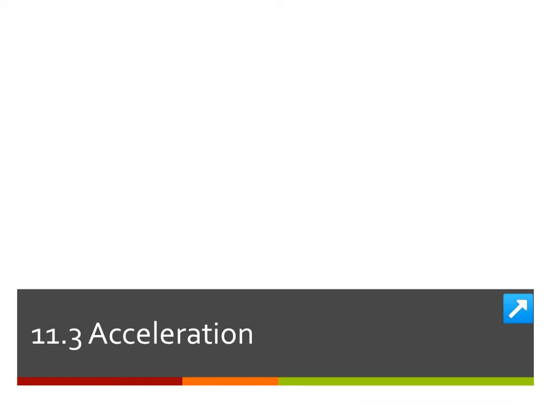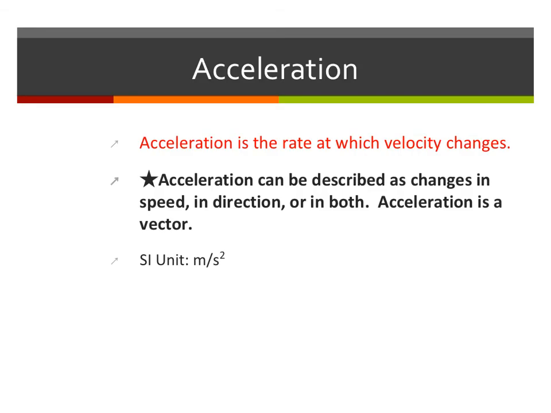For our last section of Chapter 11 about motion, we're going to be talking about acceleration. Acceleration is defined as the rate at which velocity changes. Now remember that velocity is a vector, meaning it describes both the speed and the direction of an object. Therefore, if an object's accelerating, meaning its velocity is changing, that could mean that either its speed is changing, its direction is changing, or both. So acceleration is also a vector. The units for acceleration are meters per second squared.